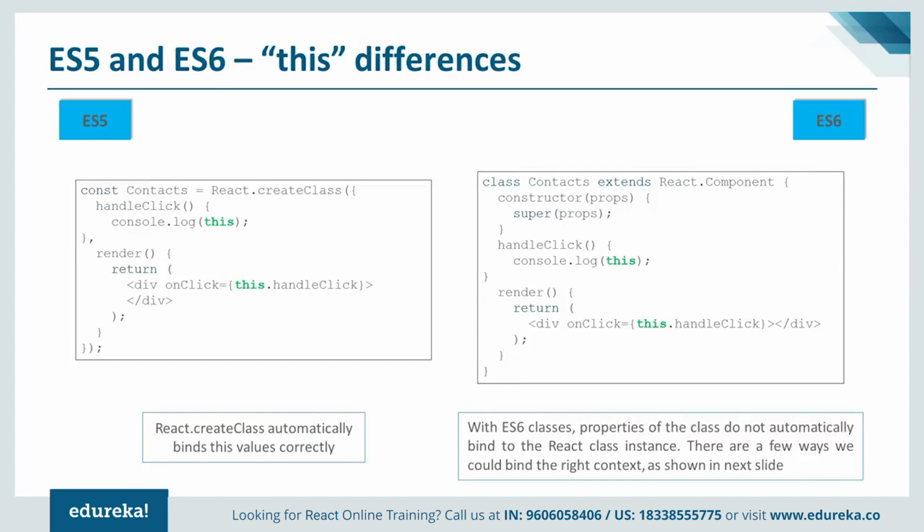This is the fourth difference, the this differences. So React.createClass automatically binds this values correctly. So as you can see, this.handleClick and the values get bound. But there is trickier code in ES6. With ES6 classes, properties of the class do not automatically bind to the React class instance. There are two ways in which we can bind the right context, which we'll see in the next slide.